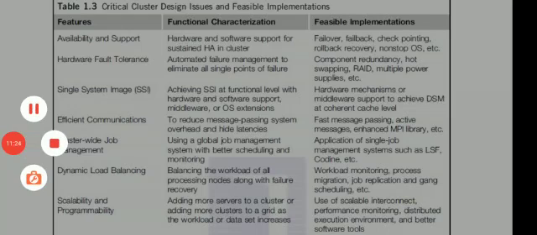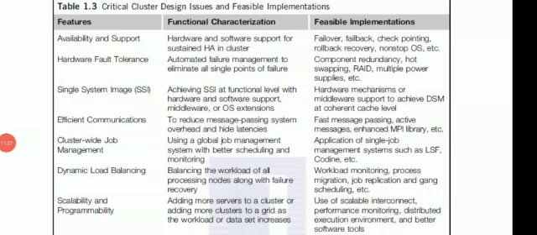And one more, single system image. It is achieved at the functional level with hardware and software support, middleware or operating system extensions. The feasible implementation is hardware mechanisms or middleware support to achieve DSM at coherent cache level. The fourth one is efficient communication: the functional characterization is to reduce message passing latency, and the feasible implementation is fast message processing and an enhanced MPI library, etc.